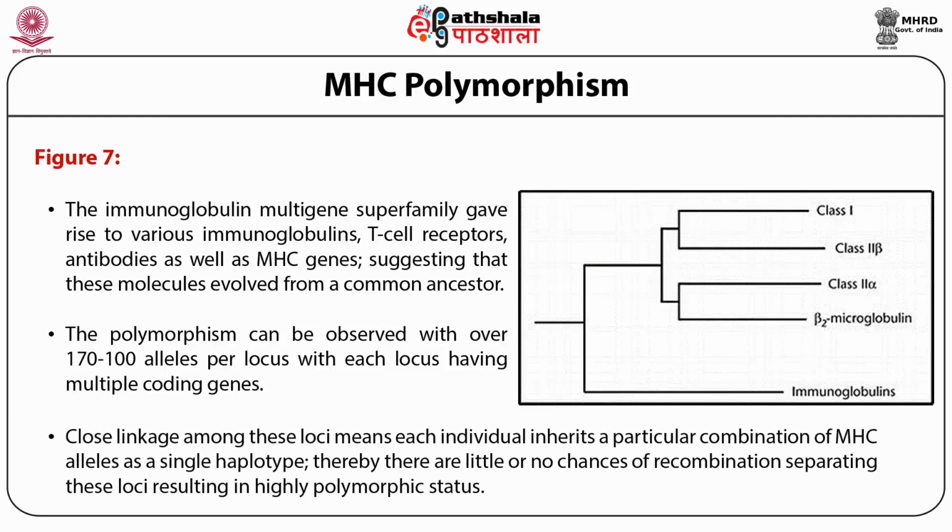The close linkage among all these loci means that each individual inherits a particular combination of major histocompatibility complex alleles as a single haplotype. Thereby, there is little or no chance of recombination separating these loci, resulting in a highly polymorphic status.